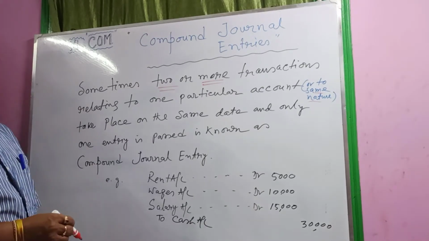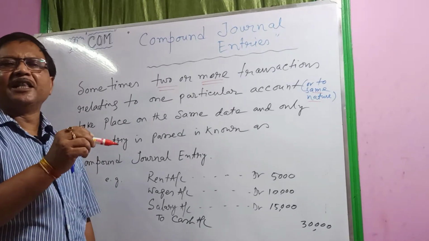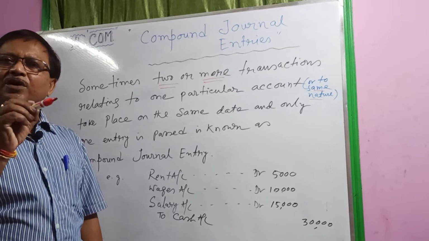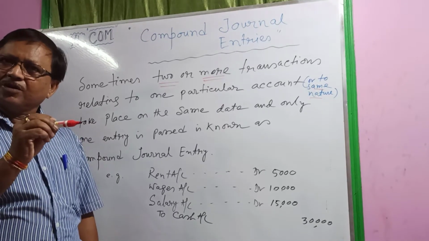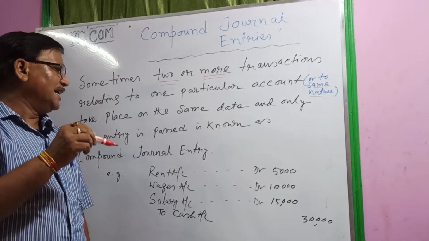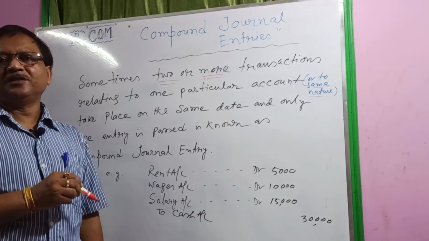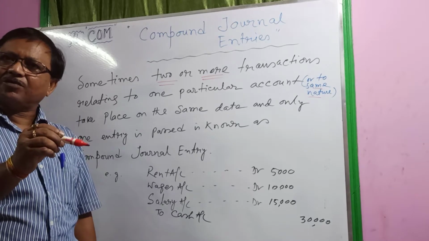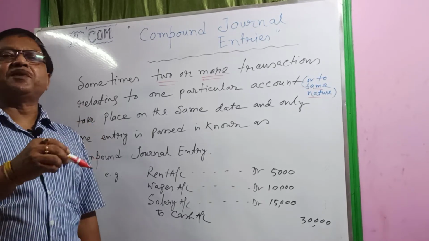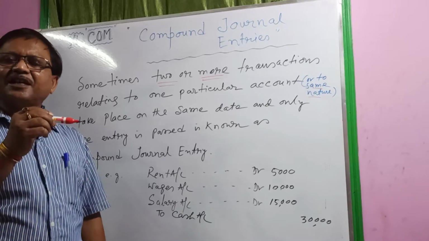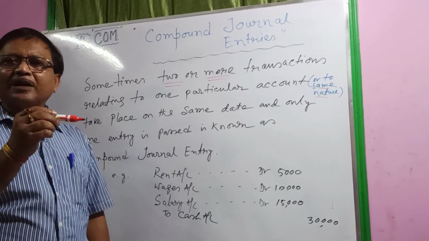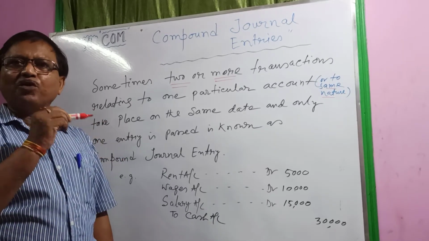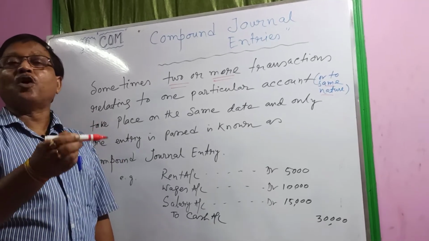Say, for example, wages paid rupees 10,000. Journal entry: wages account debit to cash account. Another transaction, rent paid rupees 5,000. The journal entry: rent account debit to cash account. Salary paid rupees 15,000. Journal entry: salary account debit to cash account. Now in this case, there are three transactions, and the credit is common.